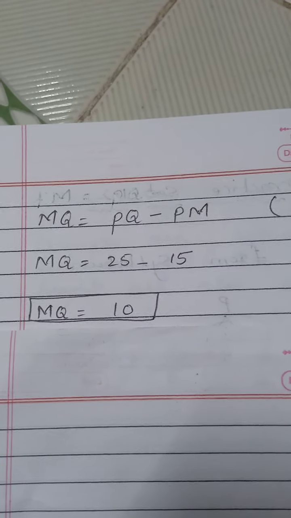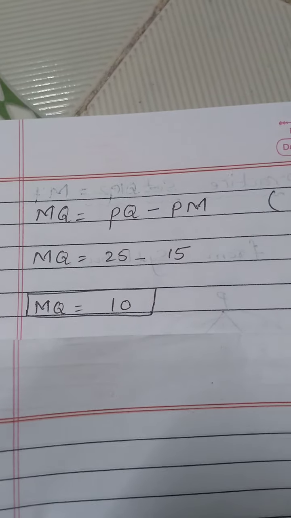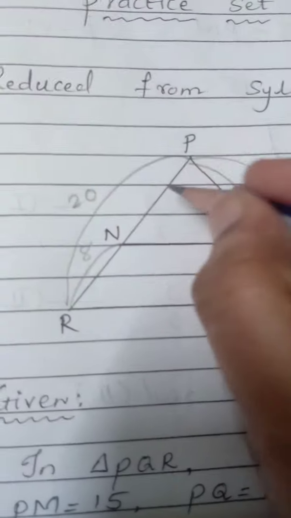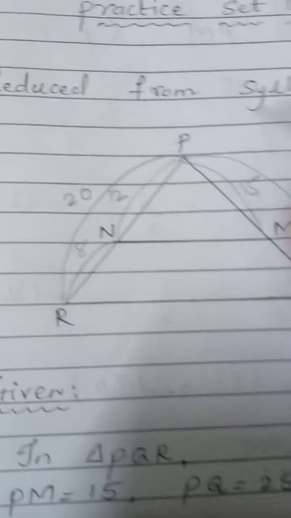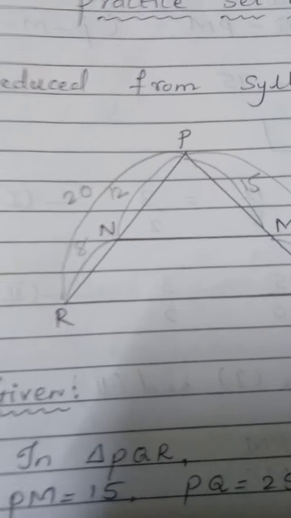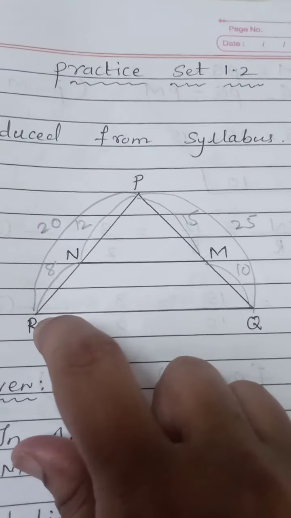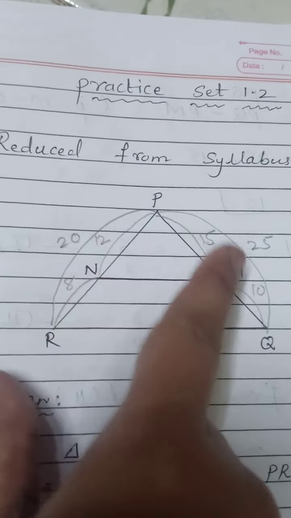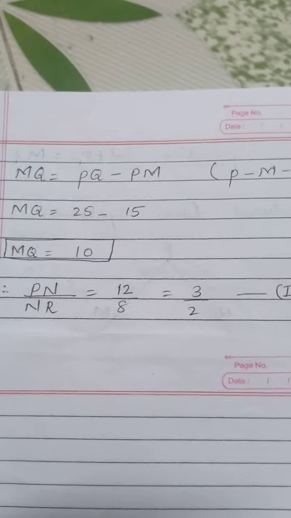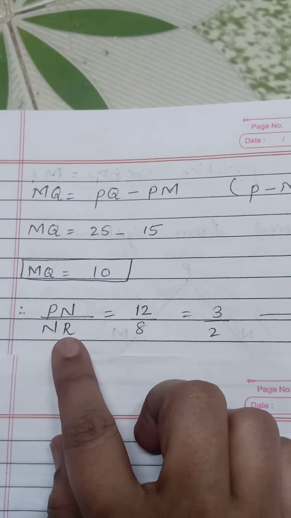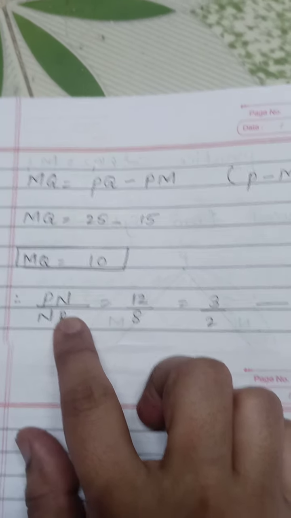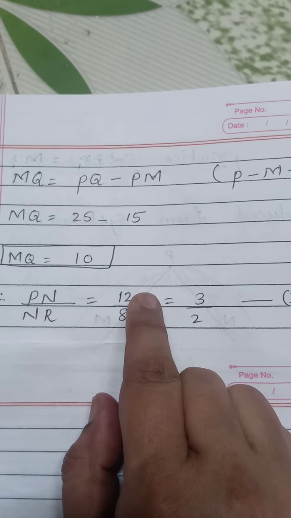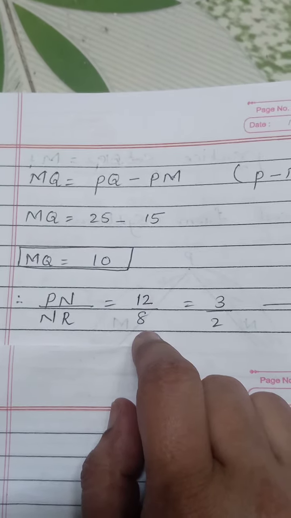So now we know the values of all the segments. We have got PN equal to 12 and MQ equal to 10. Now we will find the ratio of this side, that is PN upon NR. Then we will find the ratio of the other side, that is PM upon MQ. Separately we will find them. I have taken the first ratio, PN upon NR, on one side. PN is 12, which we have calculated here, and NR is already given as 8.